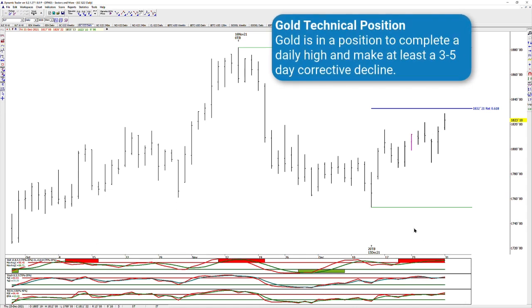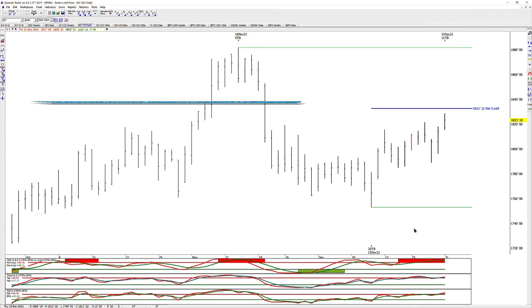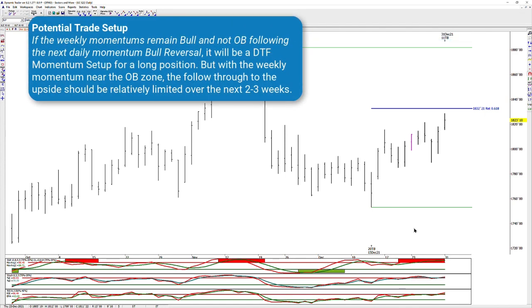So here's how I would phrase this: gold is in a position to make a daily high followed by at least a 3 to 5 day corrective decline. So if you're a relatively short-term trader, you'd want to have your stops trailing very close to the market, like the 1 bar low for that matter. If you're looking for a longer-term position, you'd wait until the next cycle in the momentum, making a bull reversal before positioning on the long side.